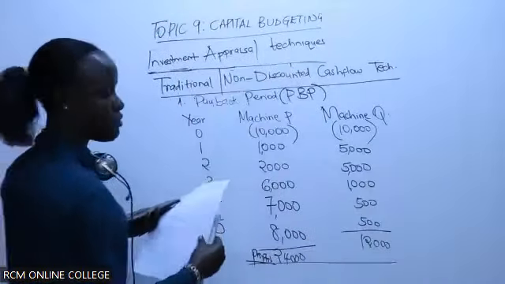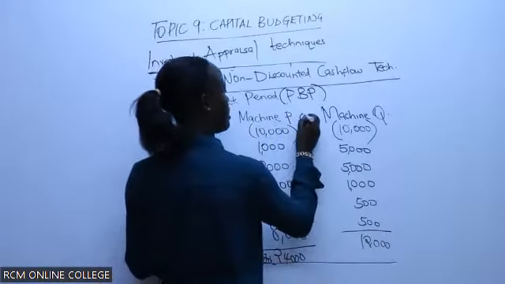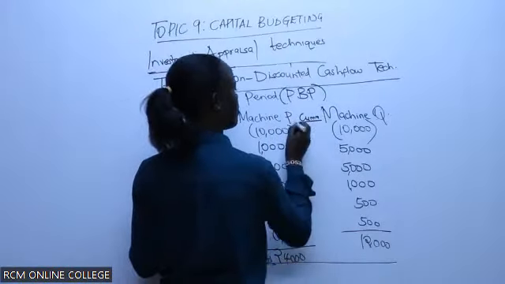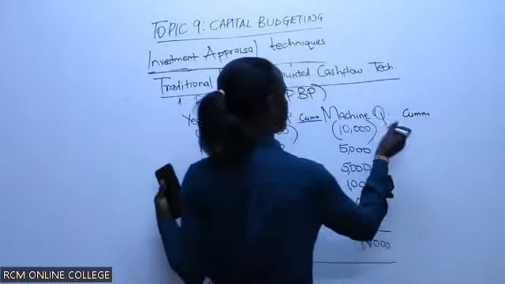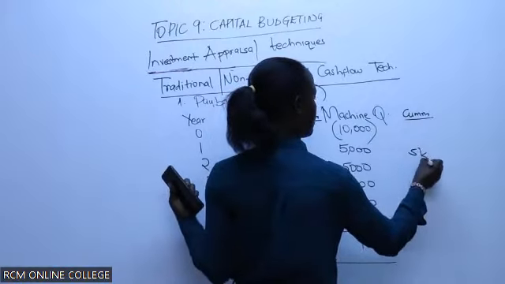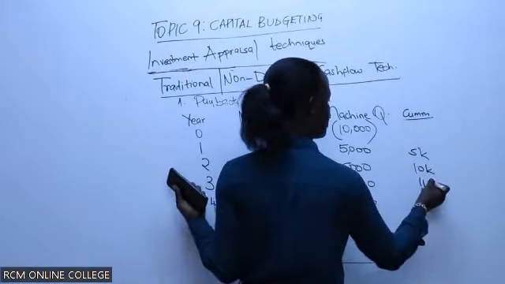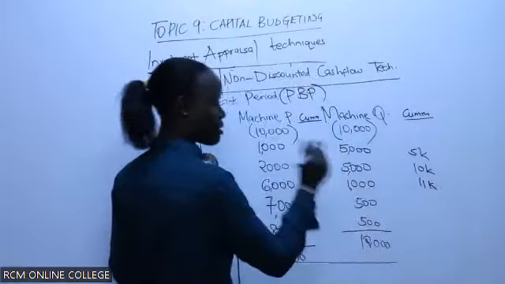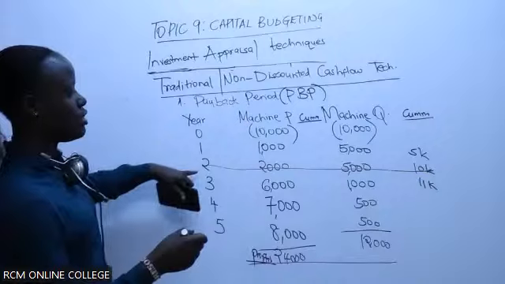Because here, for instance, if we go by the cumulative figures, let me just add it here. We have a cumulative figure here, and we also have the cumulative here. So for machine Q, you got it right, because here we will have 5K. This one will be a 10K. This will be 11. I guess this one we can't really proceed further because we've just recovered the amount that we have, and it's recovered at 2 years.